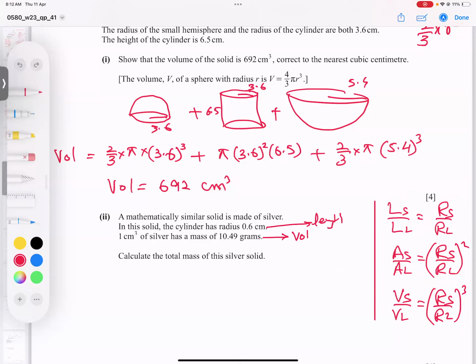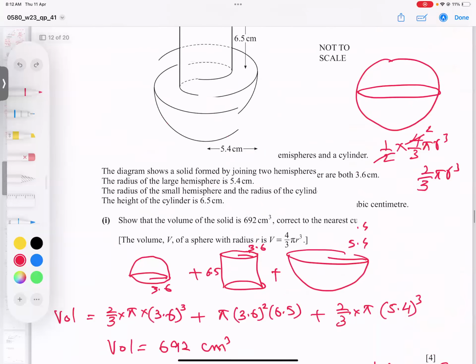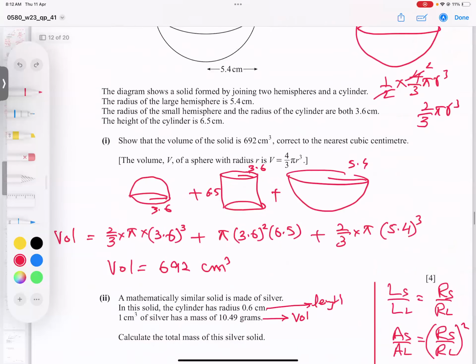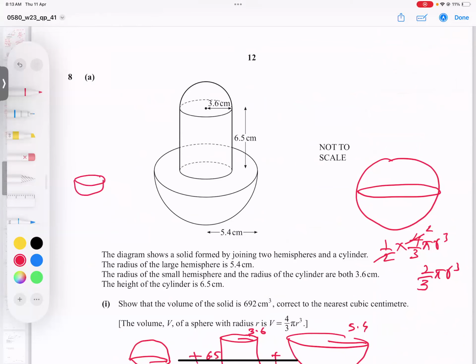Okay. So now, students, what is the formula? I will use this one. But first of all, plug in the values. So what is it asking about? The total mass of the silver solid. Actually, let me read. A mathematically similar solid is made of silver. And a solid has this radius 0.6. And silver, okay, a separate thing is also given here. 1 centimeter cube is equal to 10.449 grams. Okay, silver, we need. So total mass we need to find. So the best technique is what? The cylinder's radius. Cylinder radius is 0.6. So the cylinder radius, actually, we have 3.6. It means that the other one is a big object. And what we have is a smaller object. You see this kind of cylinder.